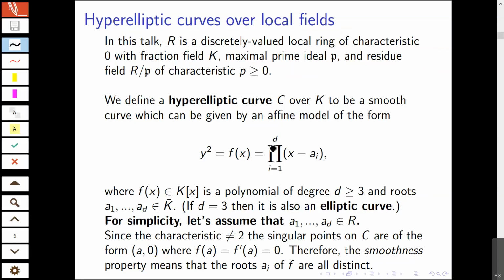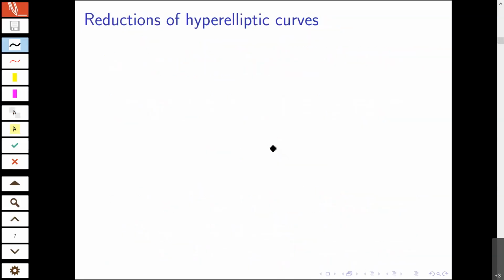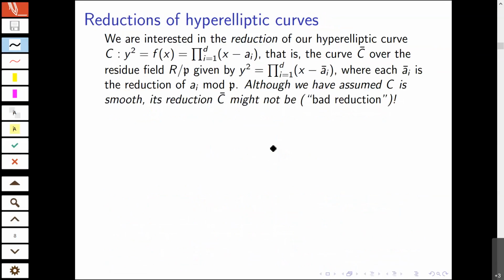All right, but then let's talk about reducing the hyperelliptic curve, right? So since we're over a local field, and in fact, all the coefficients are defined over the ring of integers, we can reduce them modulo the maximal ideal p, right? And so we get this equation for a reduced curve where the coefficients are all in the residue field, and we can reduce all the coordinate points on the curve modulo p to get points defined over the residue field. And so now we have a curve over the residue field.